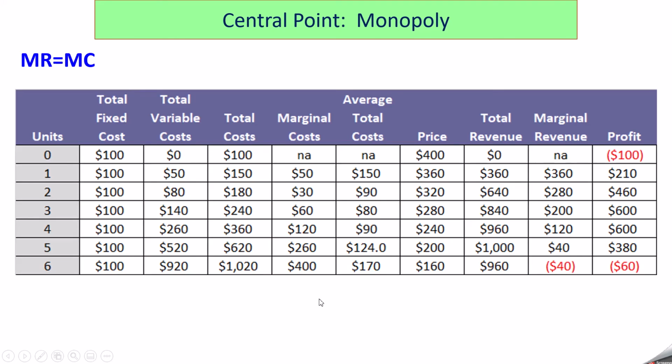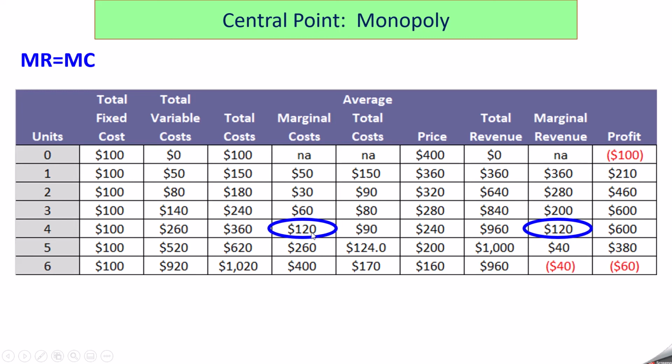Here's the graphical approach to monopoly. All we need from these columns is marginal cost and marginal revenue to determine the profit maximizing rate of output. So for the first unit, it brings in $360 in revenue and it increases cost by 50. Of course you're going to make that unit. The next one brings in $280 and it increases cost by 30. Of course you're going to make that unit. The next one brings in $200 in revenue and increases cost by only $60. You're going to make that unit. And then you get to this one.